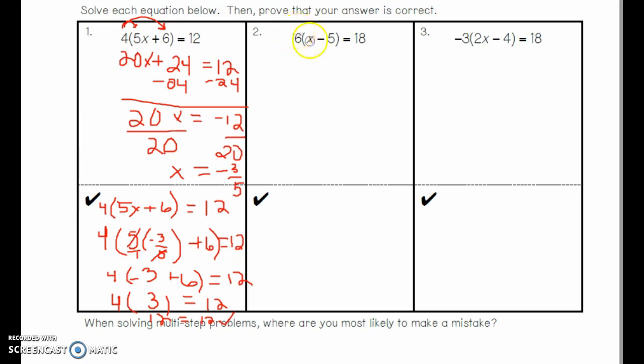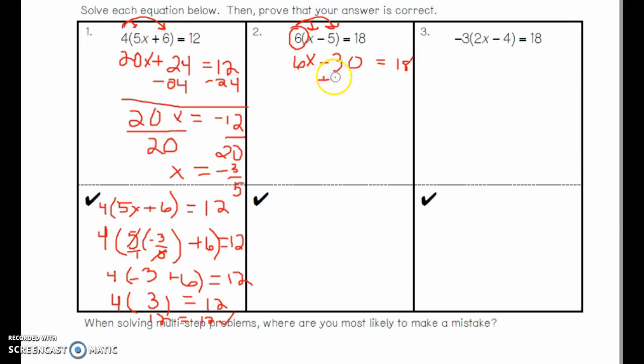Number 2, the first thing we always do is distribute. Please, please, please don't start by adding 5 to both sides. It's not a 5. It's 6 sets of 5. In this case, -5. So we distribute. This is 6x. 6 times 5 is 30. This is positive. 5 is negative. Positive times a negative is negative. This equals 18.